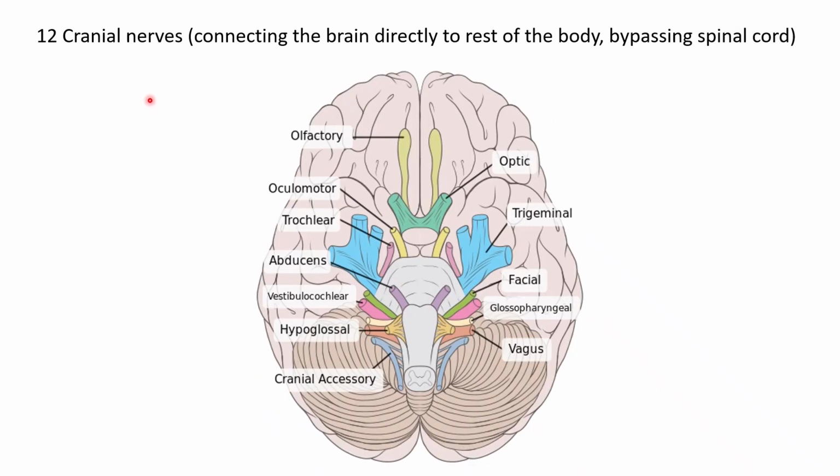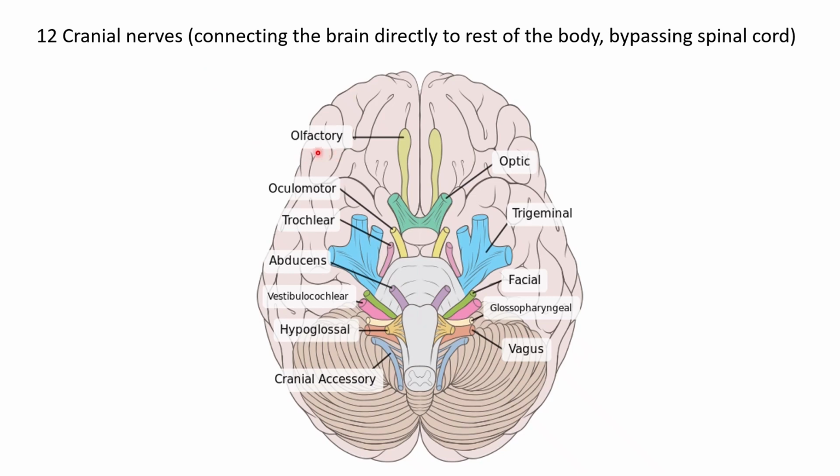Most of the nerves that go from the brain to the body go through the spinal cord. But there are some nerves that bypass the spinal cord and they go directly from the brain to different parts of the body. So these are called the cranial nerves, and there are 12 of them. So these ones are shown here. Some of them are sensory in nature, some of them are motor nerves.